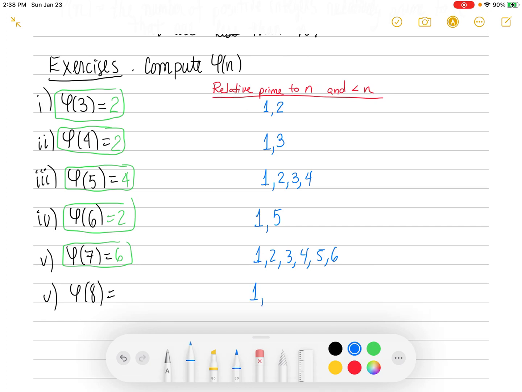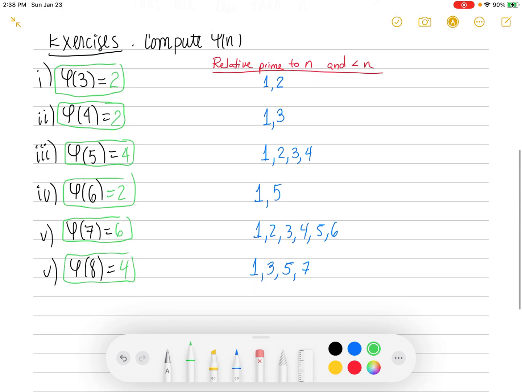Phi of 8, let's see, 1, not 2, because 2 and 8 have a 2 in common. 3, not 4, because 4 and 8 have a 2 in common. 5, not 6, because 6 and 8 have a 2 in common. 7, and that's it. 1, 3, 5, and 7 are relatively prime to 8, so that's 4 values. Phi of 8 is 4.